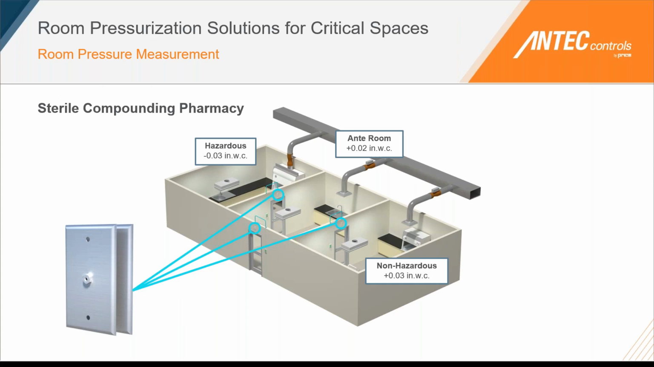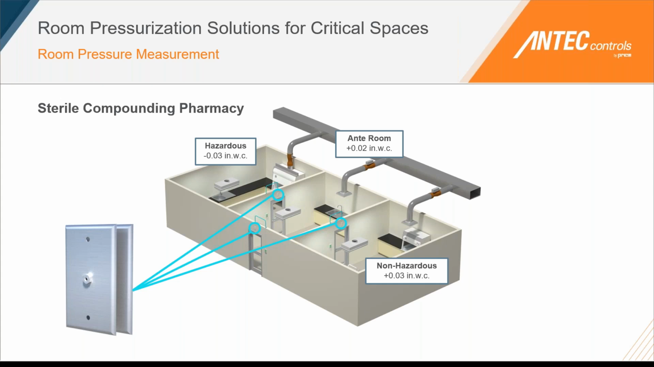So in this case, we have a sterile compounded pharmacy. We have a pressure transducer installed between the doorways. We have two mixing pharmacy spaces, and in the middle, we have our anteroom. Again, in this case, the transducer is giving us a feedback mechanism. In the non-hazard and hazard space, we're measuring that room pressure in reference to the anteroom.